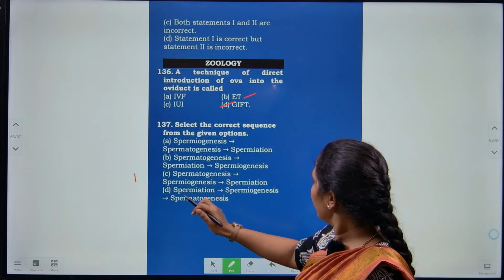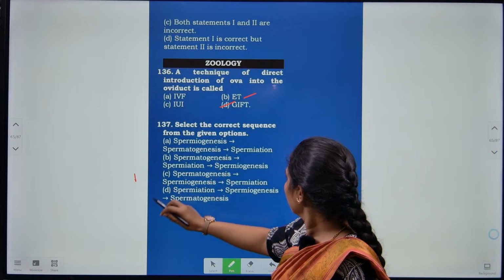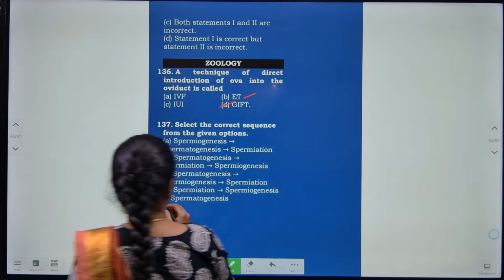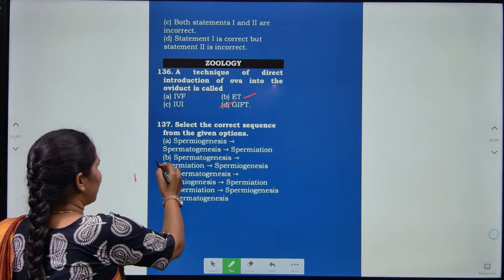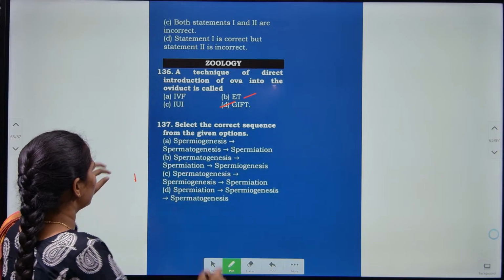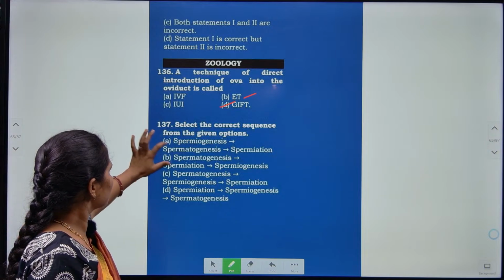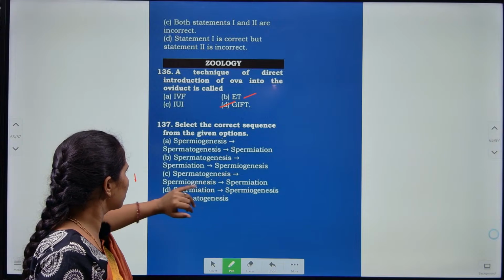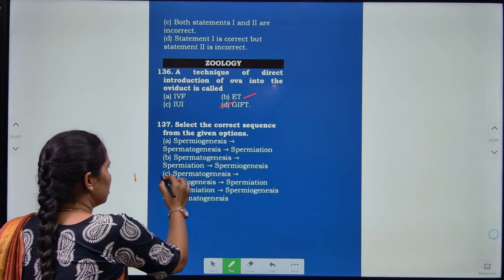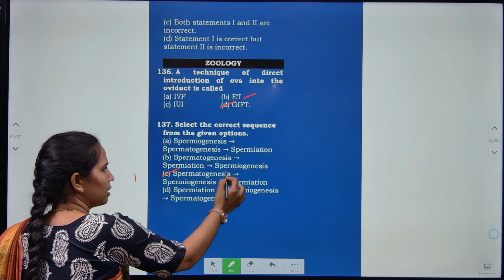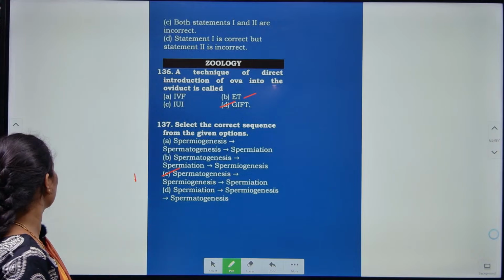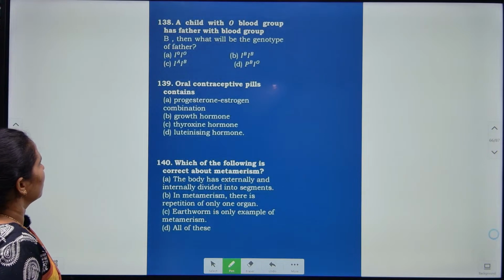So first one will be spermatogenesis. So spermatogenesis will be the first option. Then spermiogenesis, then comes the spermiation. So option C is the right answer for the question number 137.